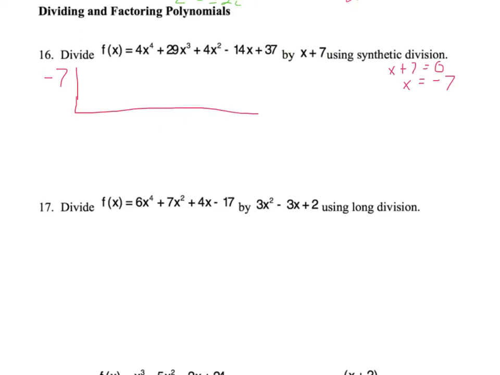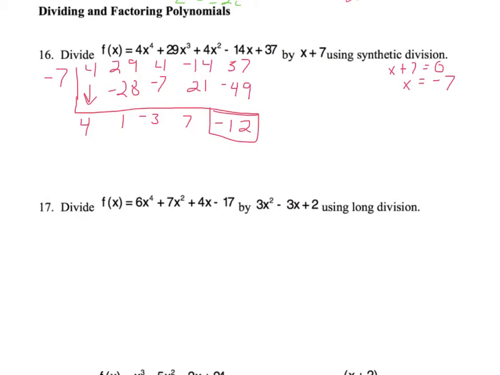And now I'm going to put all the coefficients on the top. So I have a 4, a 29, a 4, a negative 14, and a 37. And now I'm ready to do synthetic. So I've dropped down the 4, and I get a negative 28, and then a 1, a negative 7, a negative 3, a positive 21, a 7, and then a negative 49, which will be a negative 12. And negative 12 is the remainder.